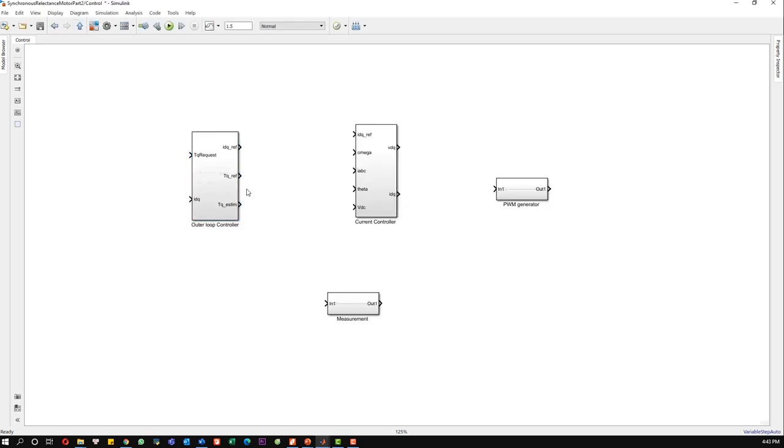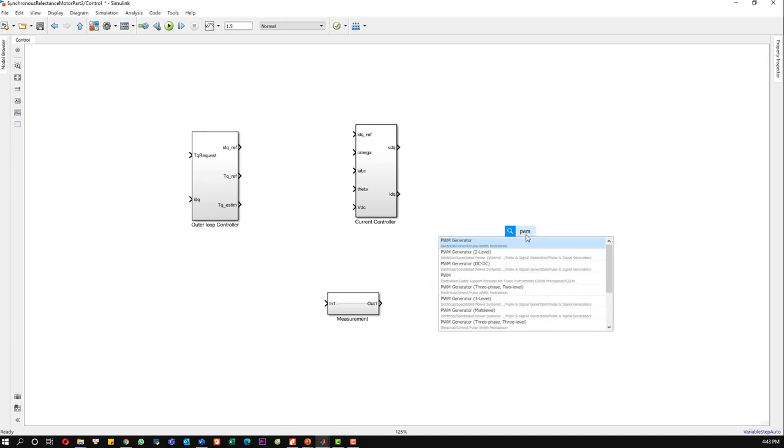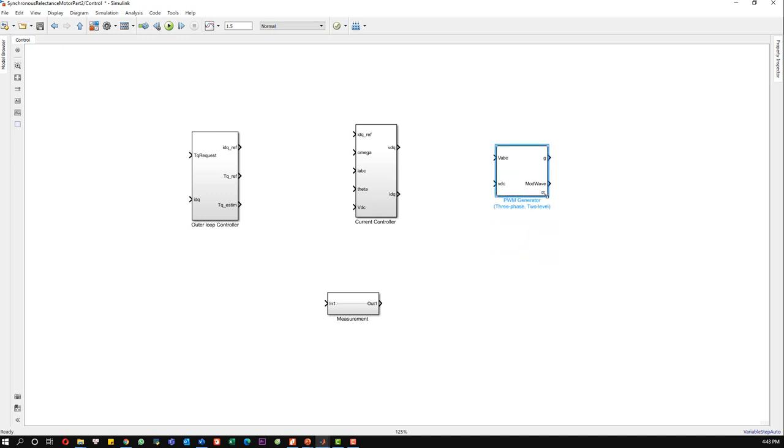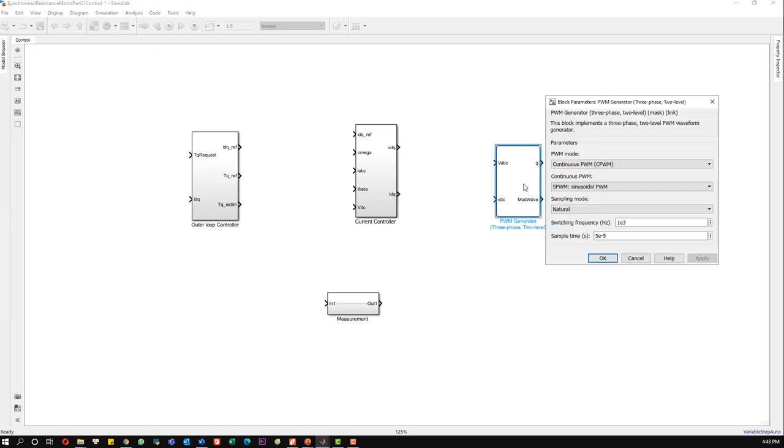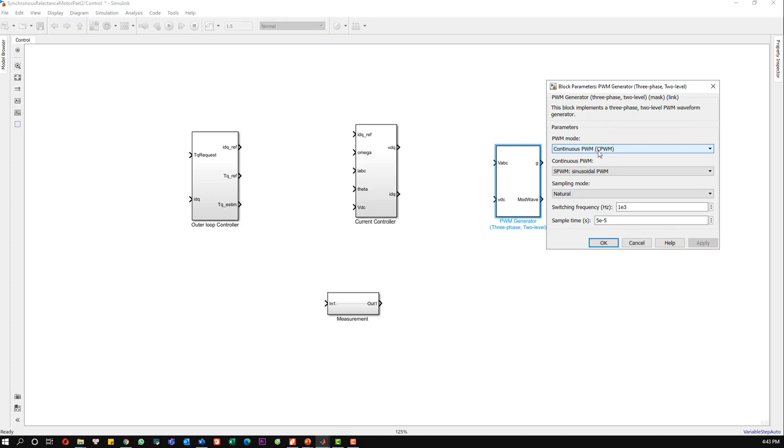The final one is the PMSM generator. So we can easily take the block of 3 parts to level here. And this one we set the SVPWM, which represents space vector modulation, and this one switching frequency, we can set the switching frequency, and we take the time step.